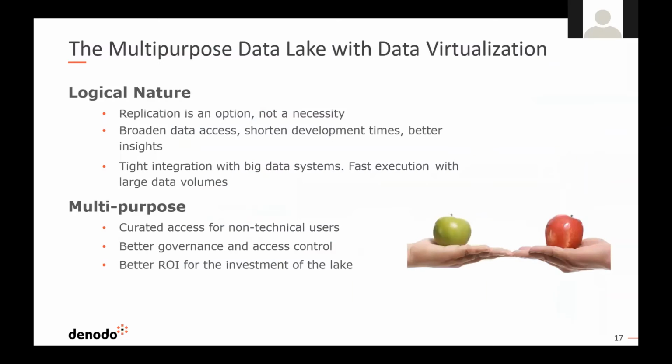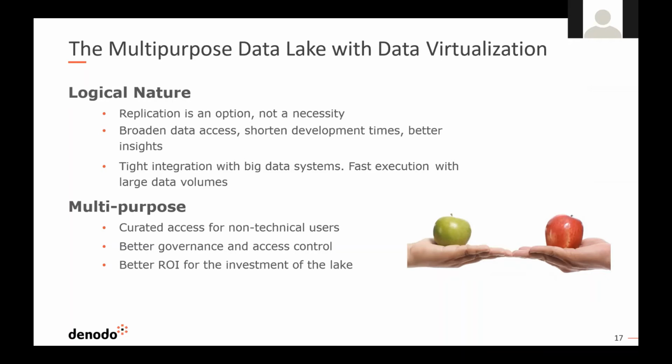So if we take a look at the value of a multi-purpose data lake, particularly delivered with data virtualization, it means that because of its logical nature, replication is an option. It's not compulsory. We now have options around how we manage and access our data. And in fact, we can add new data sets and new technologies really quickly, because we no longer have to worry about copying that data or re-platforming that data just to get use out of it.